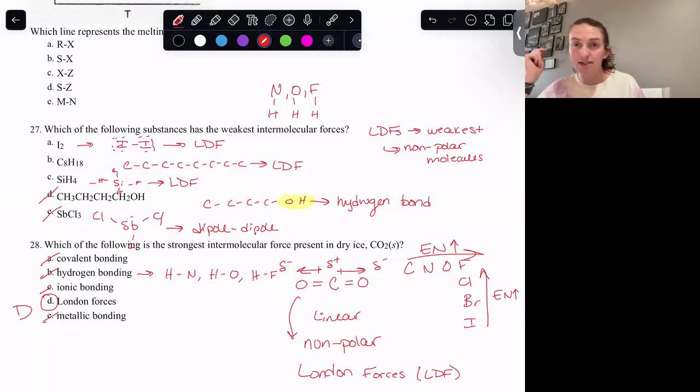Yeah, perfect, right? The size is what's going to contribute to this. So iodine's very heavy, right? Iodine is 126.